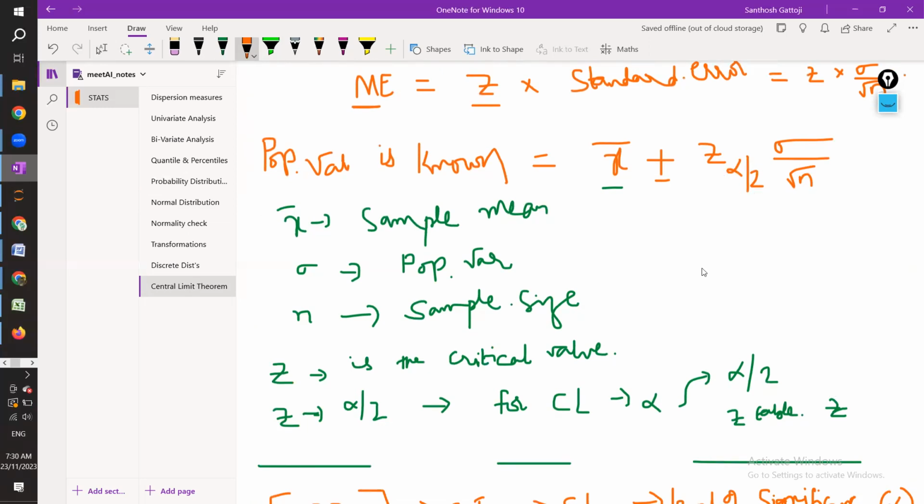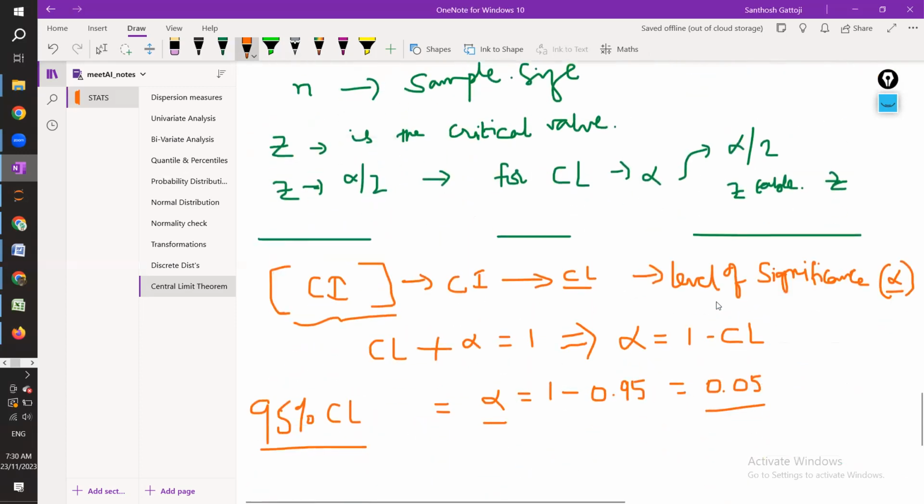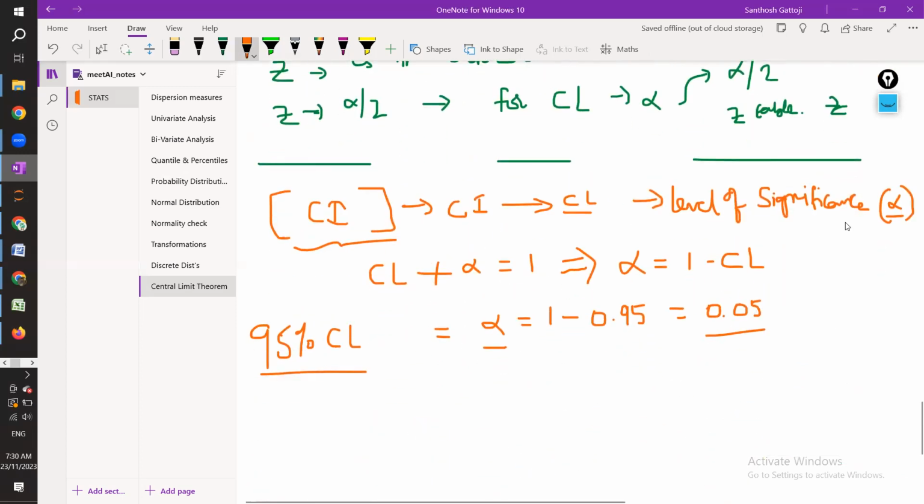Now what is this alpha? Alpha is nothing but very simple. It's called the level of significance. And the relationship of level of significance is with the confidence level. See, confidence level plus alpha is 1. Simple. That means alpha equals 1 minus CL.